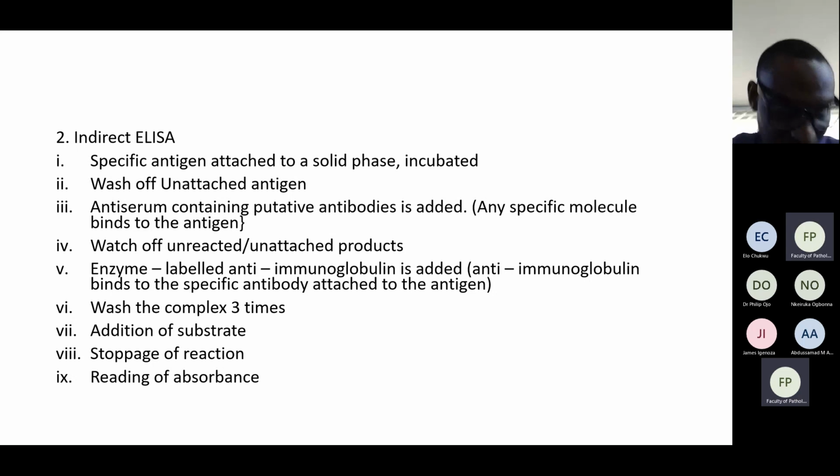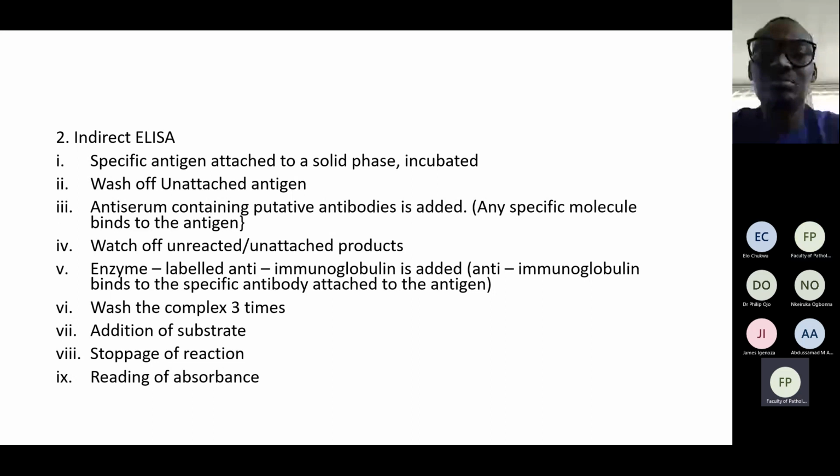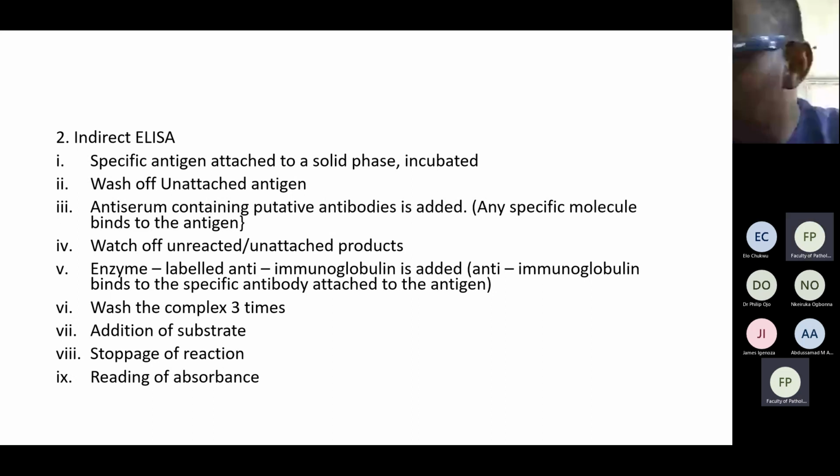And then you now add your substrate. Once you add your substrate, the enzyme that is conjugated to the secondary antibody will degrade the substrate. And then the amount of degradation will be proportional to the amount of anti-IgG, which is also proportional to the amount of IgG in the serum in the first place. So this is the technique that is described as the indirect ELISA.